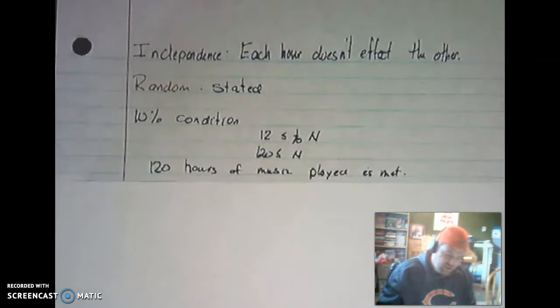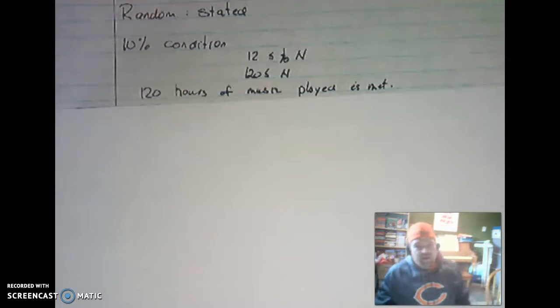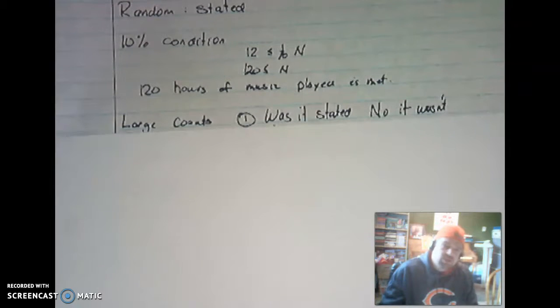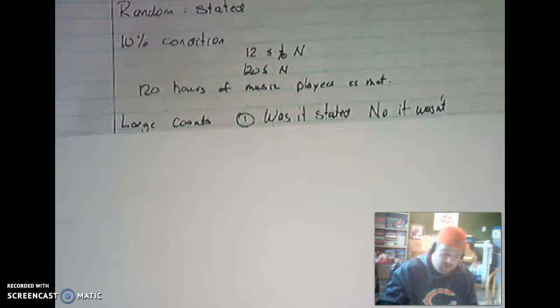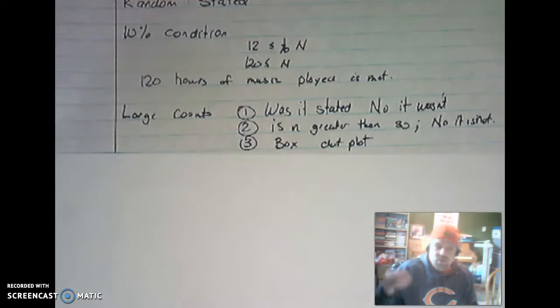10% condition. You've got 120 hours of music played, and you can calculate how many hours there are in a week or whenever they did it, and you can see that we are well under 10%, so we're good to go. So, large counts. Number 1, did it state that it was normal? Nope, it didn't. Number 2, is n greater than 30? Nope, it's not, so we can't use our central limit theorem. And then the last one is we have to do a box plot and dot plot.